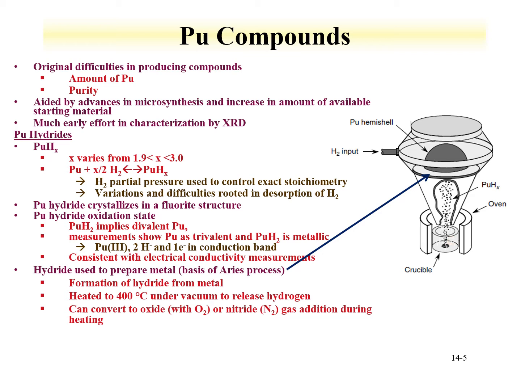The plutonium hydride that's in this crucible is heated to 400 degrees under vacuum. The hydrogen is released, and the metal is reformed. So this is a way of taking a shape that may have classification issues and converting it into a metal with a shape that is not classified, and can also have criticality, safety controls associated with it.